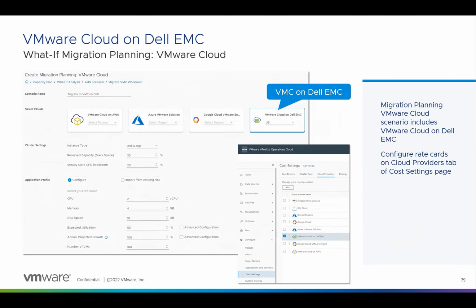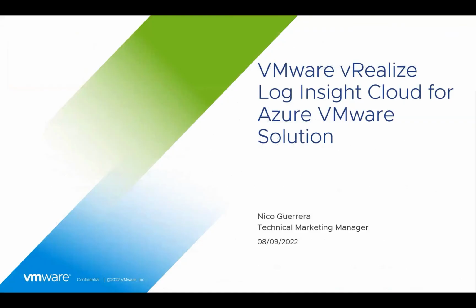If you've used the what-if scenarios before, we just now have the VMC on Dell as another target cloud that you can select. And again, like I was saying before with the cost section, if you need to adjust the costs that are shown in the what-if planning, you can modify those in the rate card as well. So it does double duty on the cost piece and the migration planning. Okay, and I think that's the end.